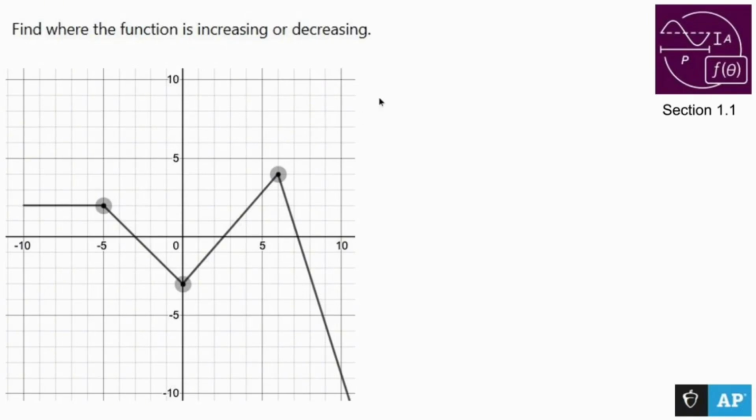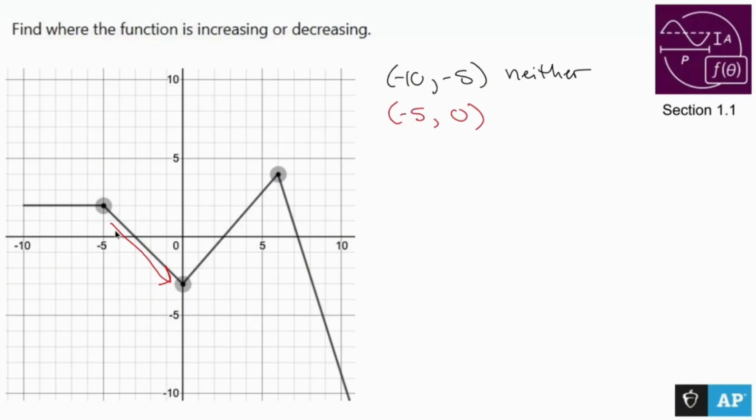We will begin by saying from -10 to -5, are we increasing or decreasing? Well, great question. Are you going up and to the right? No. Are you going down and to the right? No. Then you're doing neither. Neither increasing nor decreasing.